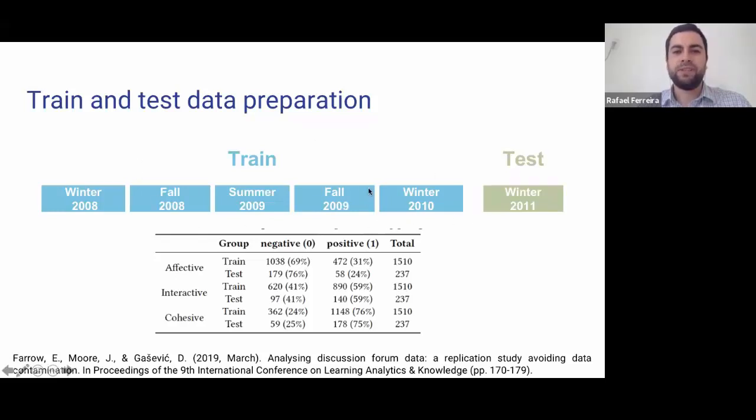Even though we use this different type of separation between training and test, we can see that the percentage of positive and negative is pretty much the same for every category. For the affective one, it's a little bit higher for negative in the test, but if you look at the interactive and cohesive, you will see that the percentages are almost the same. So we think that this test data is well representative of the rest of the general data set.